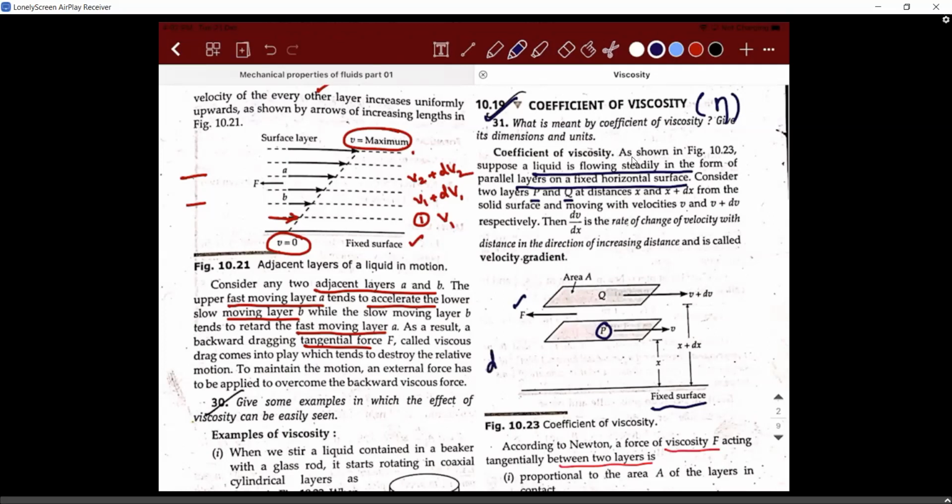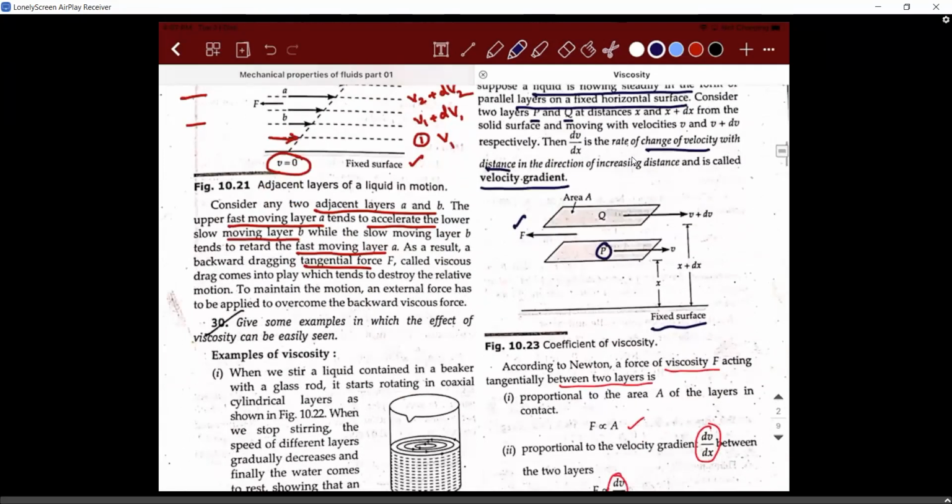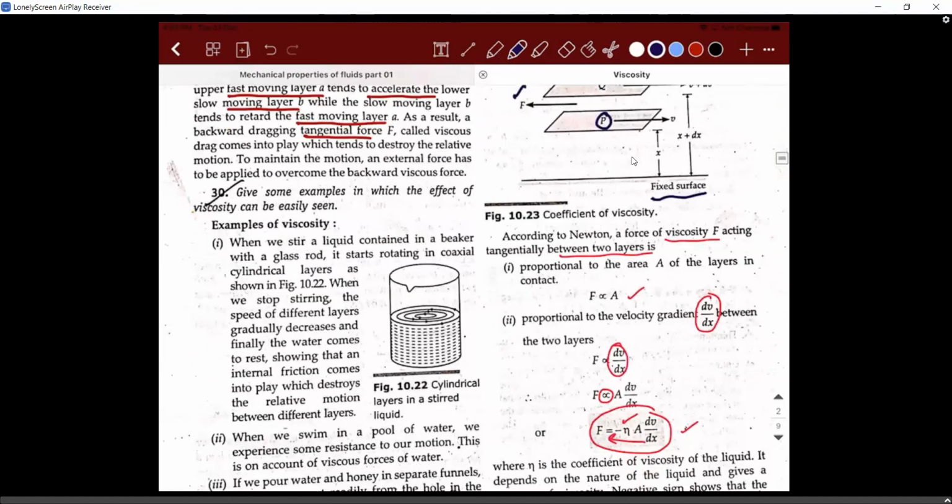Had it been something like dA divided by dx, where A is acceleration, you would call it acceleration gradient. Suppose it is potential, dV by dx, whatever is in the numerator, potential gradient. About this potential gradient, you will learn next year. I hope you're able to understand. That is how the terms are named in science. So dv by dx is the rate of change of velocity with distance in the direction of increasing distance and is also called velocity gradient. There are certain observations that are done. We need not get into the proof aspect.